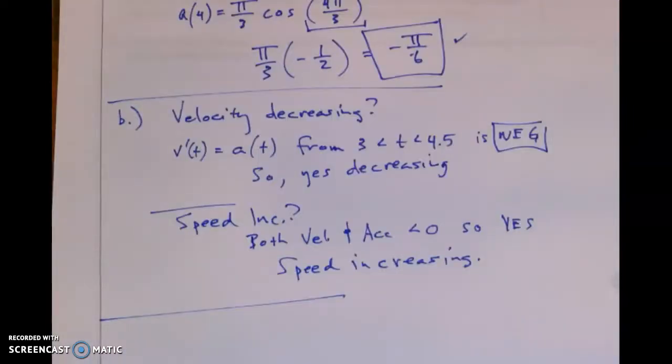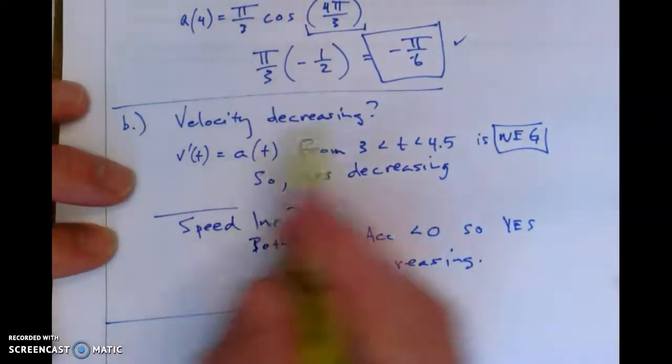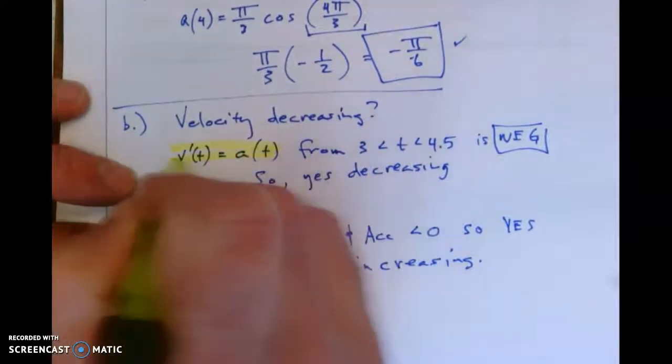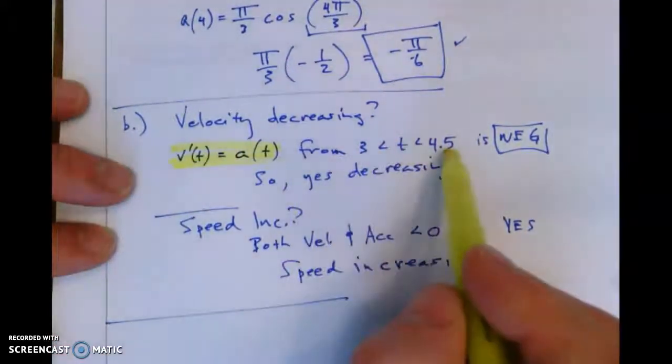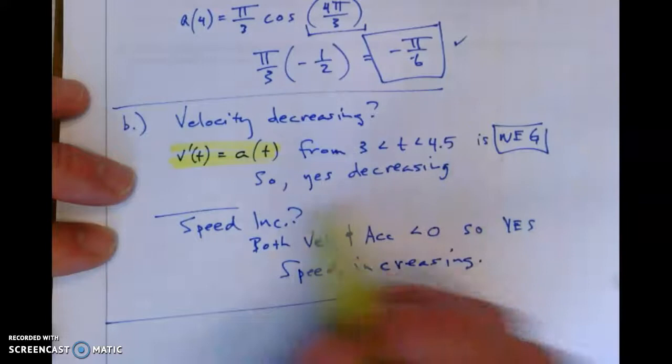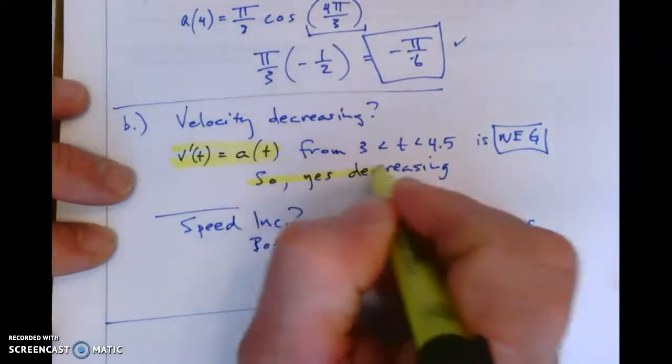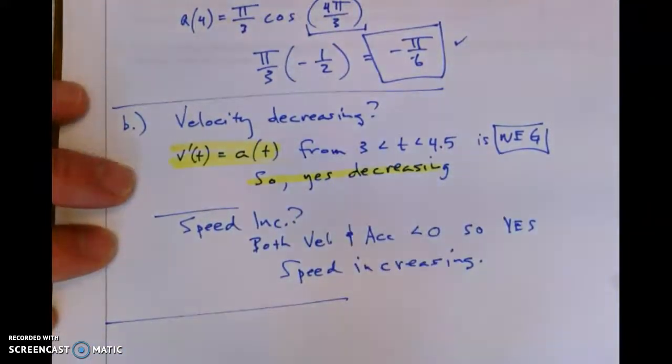Okay, statement 1 for part B, the velocity is decreasing. The velocity's derivative v prime is equal to a of t, so our acceleration. And from 3 to 4.5, it is negative. Therefore, yes, the velocity is decreasing.